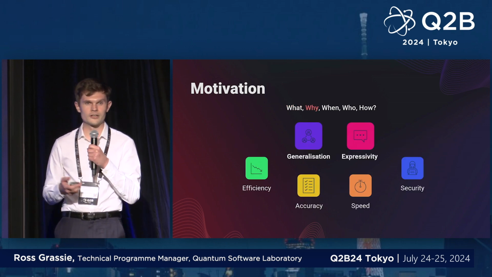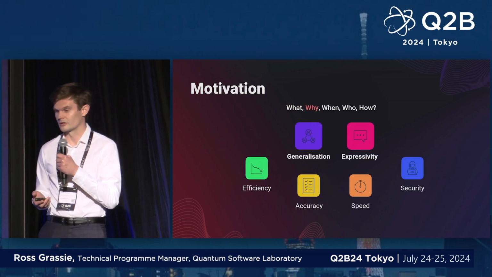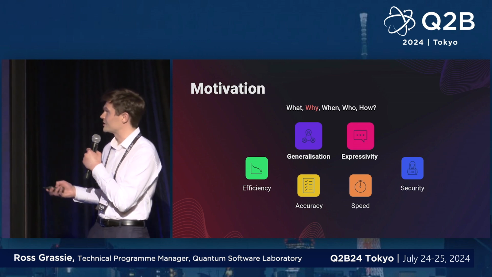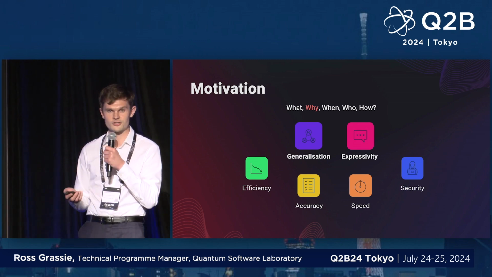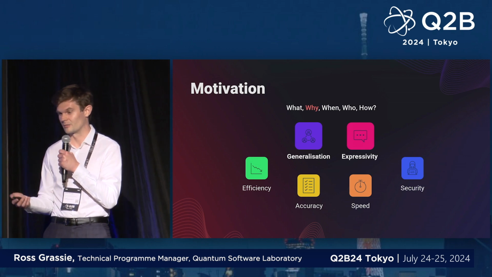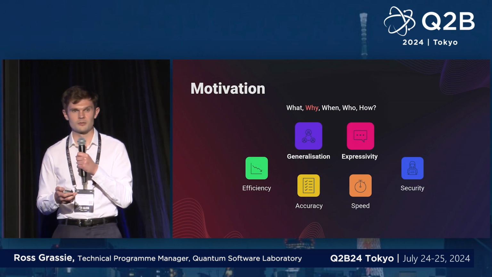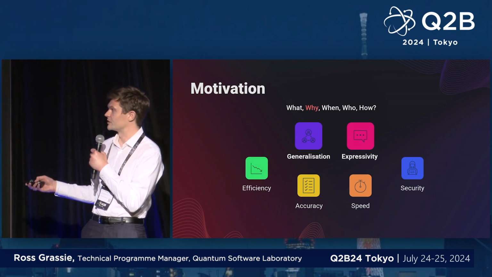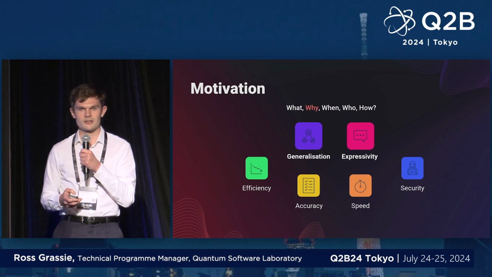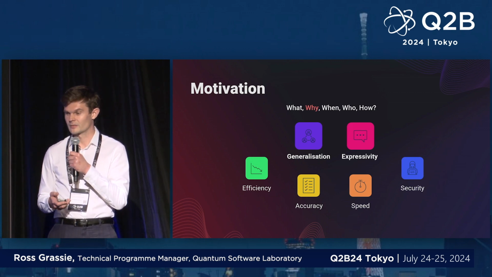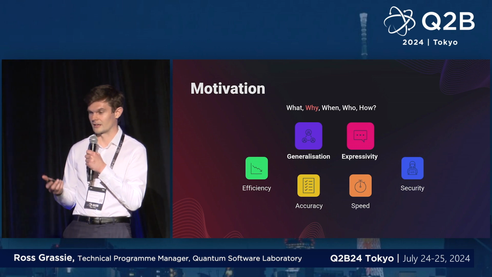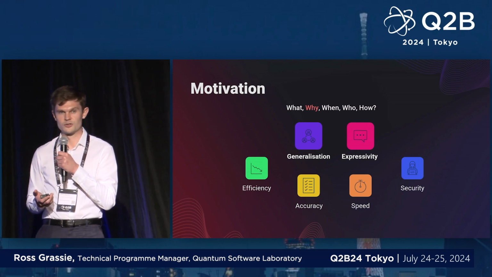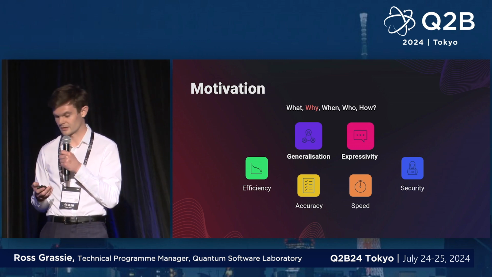And why might we want to do this? Well, there's the usual range of reasons that we may take a quantum approach. We might see some energy efficiency. Maybe it might be more accurate or speed. But today I want to talk predominantly about the expressivity. Can our quantum model give us probability distributions that we cannot reach classically?